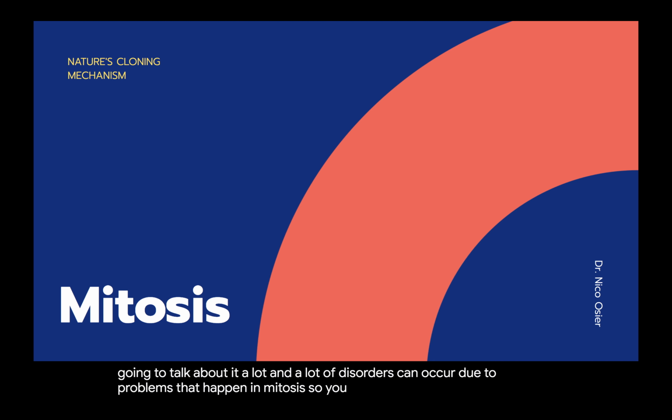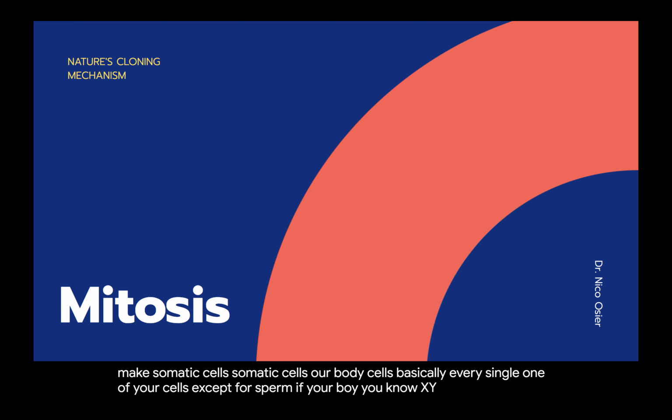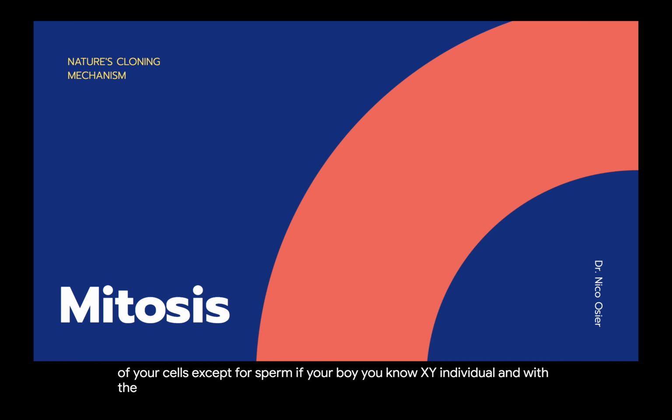So you should have a basic functional understanding that mitosis is nature's cloning mechanism. It's used to make somatic cells. Somatic cells are body cells, basically every single one of your cells except for sperm if you're an XY individual with the correct genes and everything, and egg if you are an egg maker. So yeah, mitosis makes all your liver cells, big toe cells, brain cells, etc., etc.